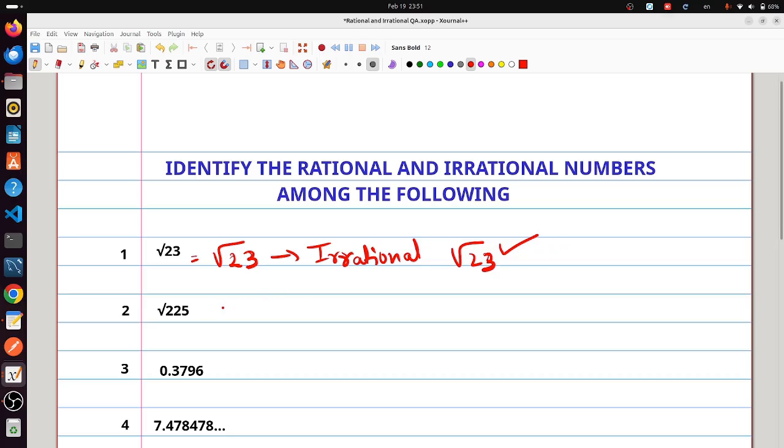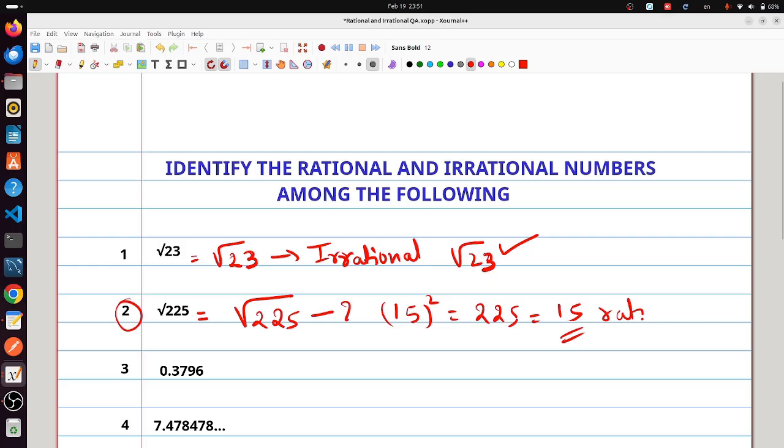Now tell me, whether root 225 is a perfect square. Yes, it is a perfect square. It is the square of 15. 15 squared gives us 225. So we will get the answer 15, right? The square root of 225 is 15. That's why this is a rational number.